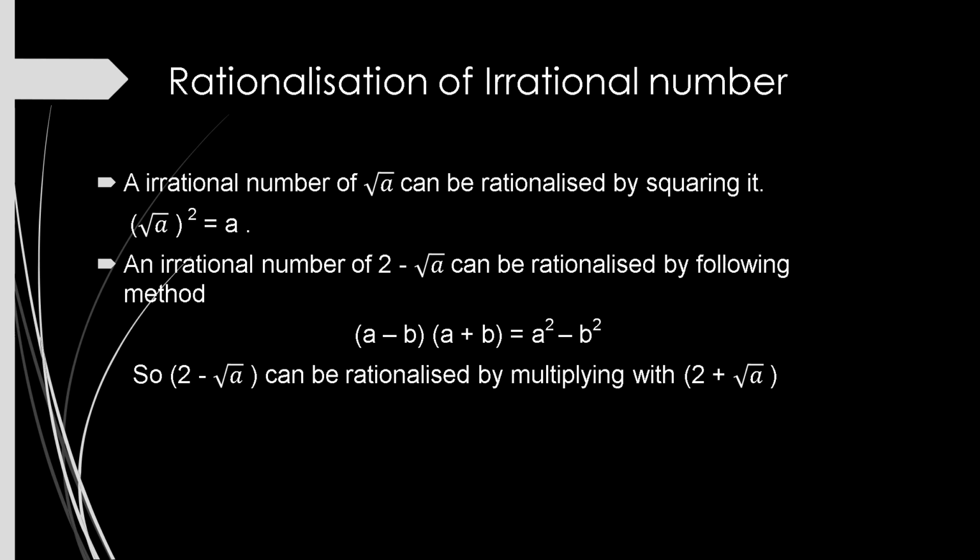So 2 minus under root a can be rationalized by multiplying it with 2 plus under root a. So it becomes 4 minus a.